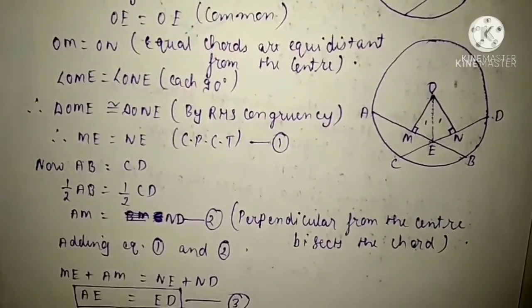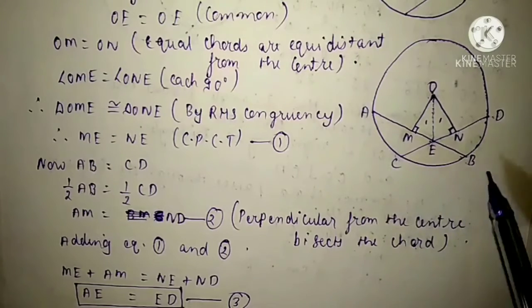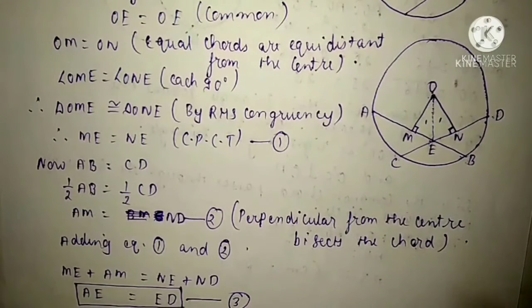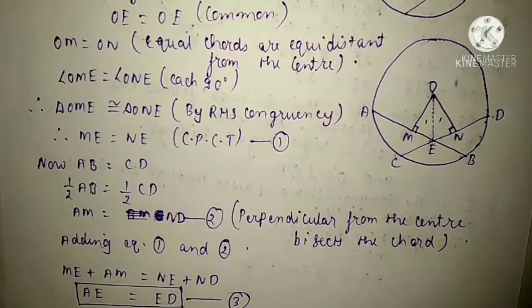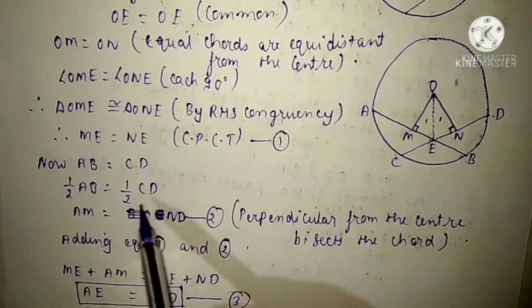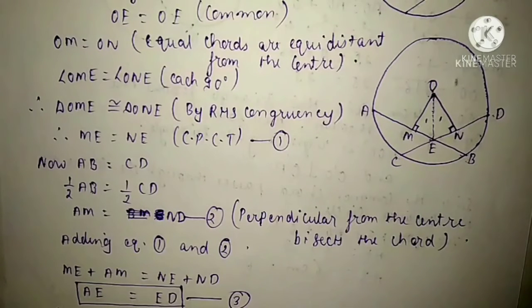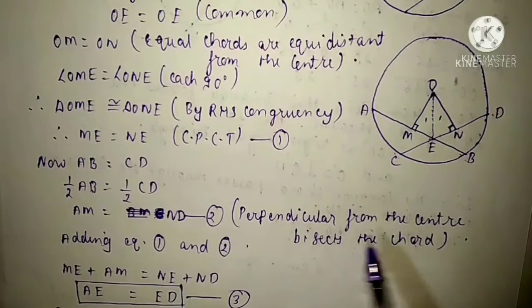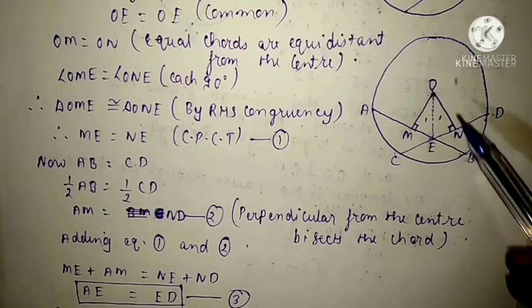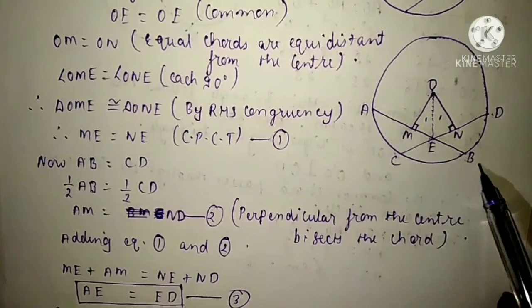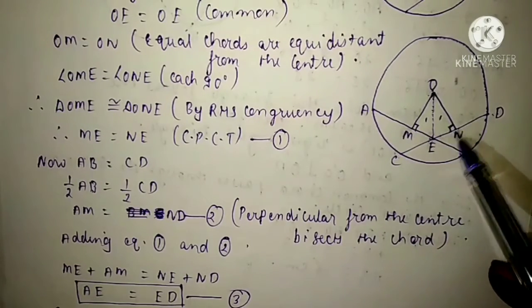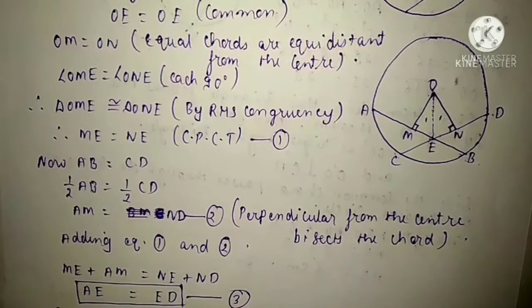Now in the question it is given that both the chords are equal. So AB is equal to CD, so their halves will also be equal. So half of AB will be equal to half of CD. Now one more theorem we have studied: perpendicular from the center bisects the chord. This is the perpendicular and this will bisect the chord. This is also perpendicular and this will also bisect the chord. That means these two parts will be equal and these two parts will be equal.